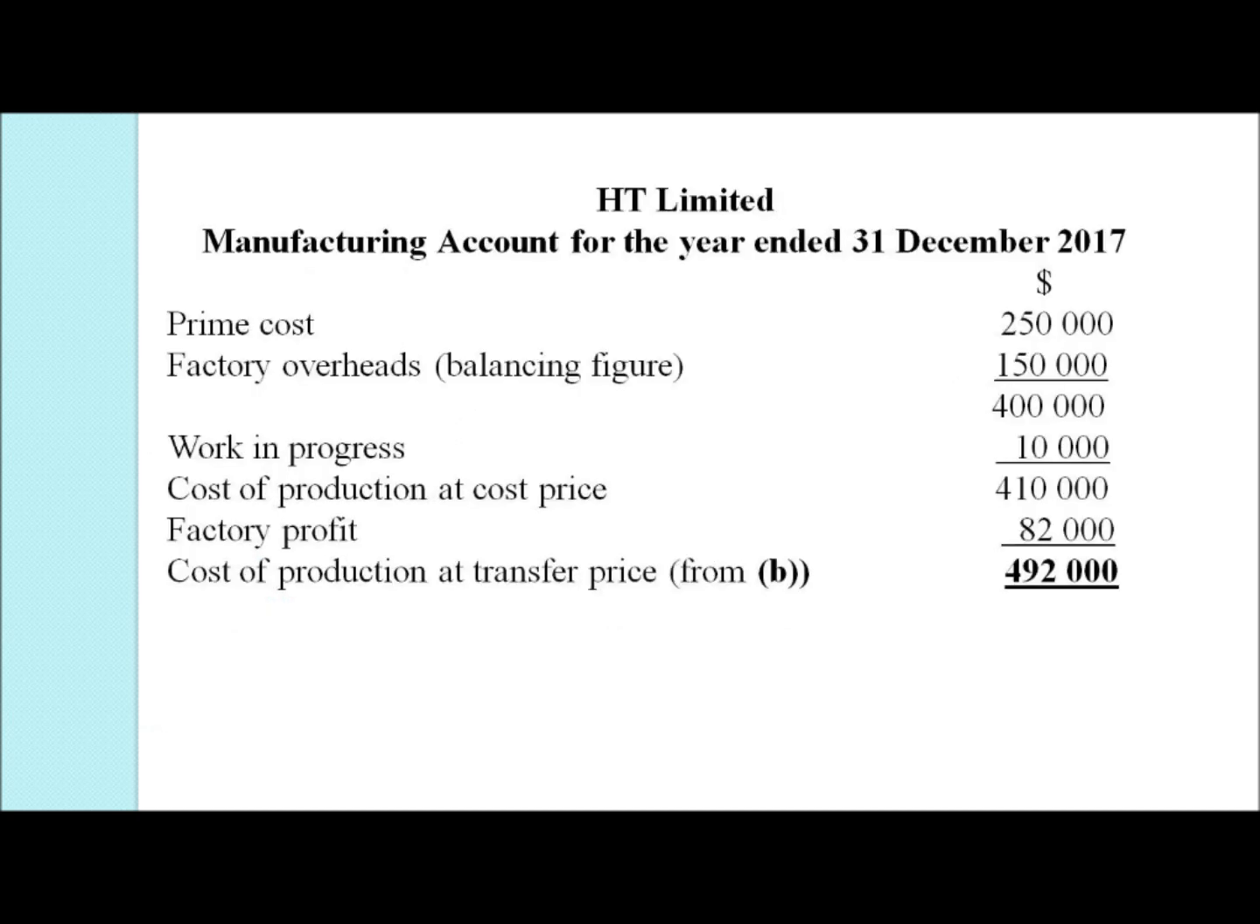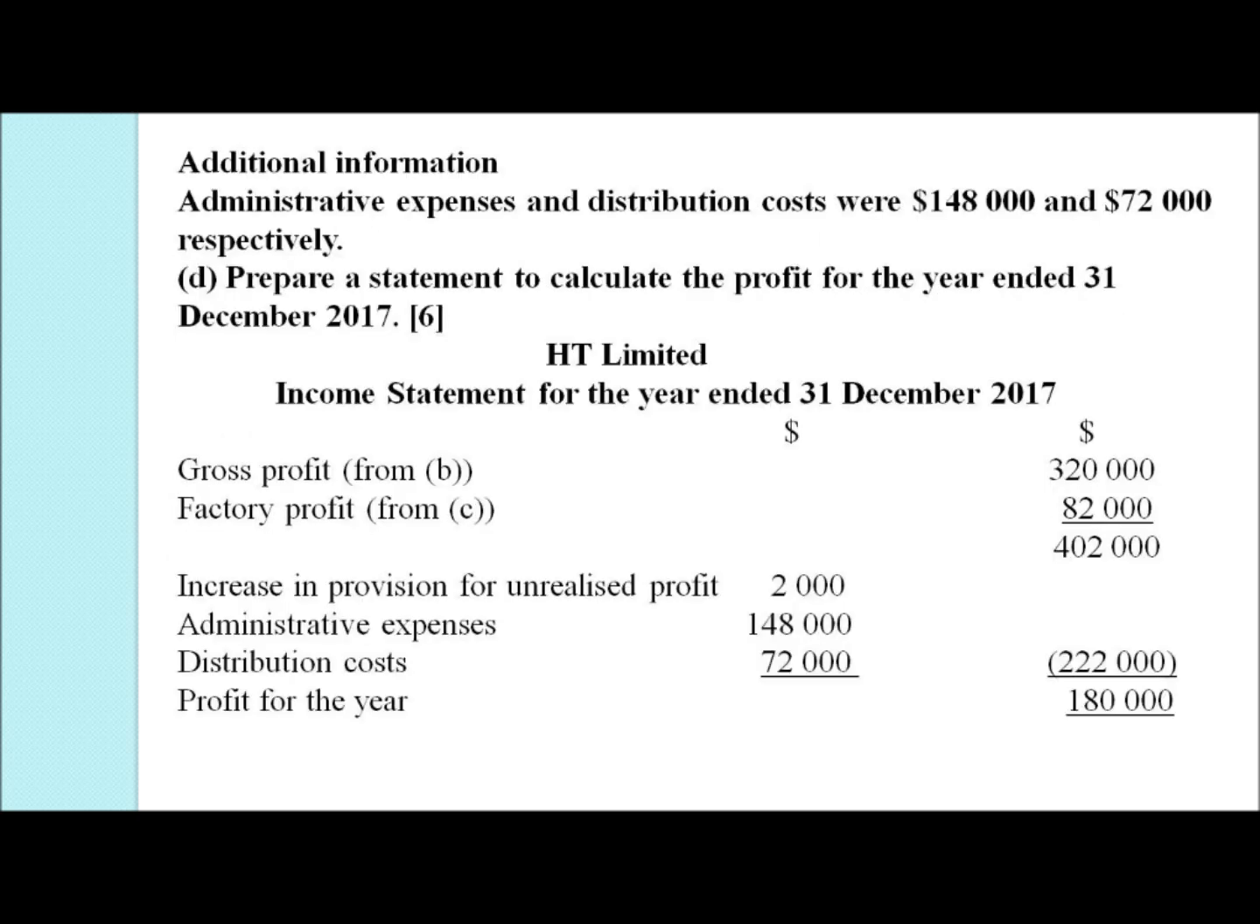$150,000. In the summarized manufacturing account, we state all the values starting with the prime cost, then factory overheads and change in work in progress to get the cost of production, to which we add the factory profit, and thus we get the value of cost of production at transfer price, which we will carry forward to the income statement.